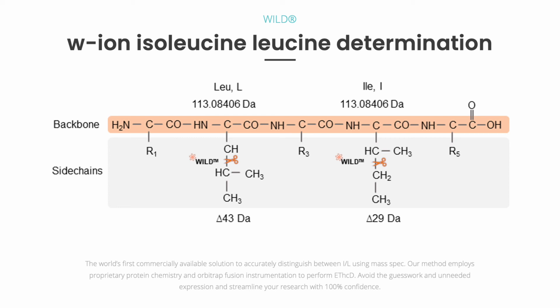But despite this, they do have unique R groups. So what we can do is fragment these individual amino acids further, where they will lose a very specific amount of mass in the form of a W ion. We can measure this loss in mass, and from this data, we can determine whether the residue is an isoleucine or leucine with unmatched certainty. We call this WILD, for W ion isoleucine leucine determination.